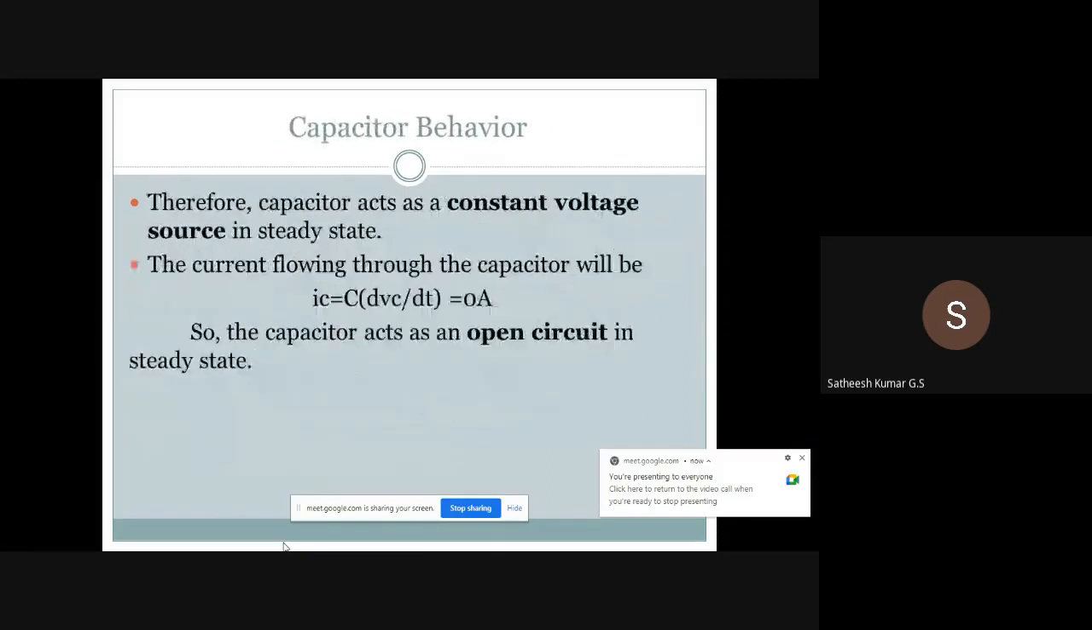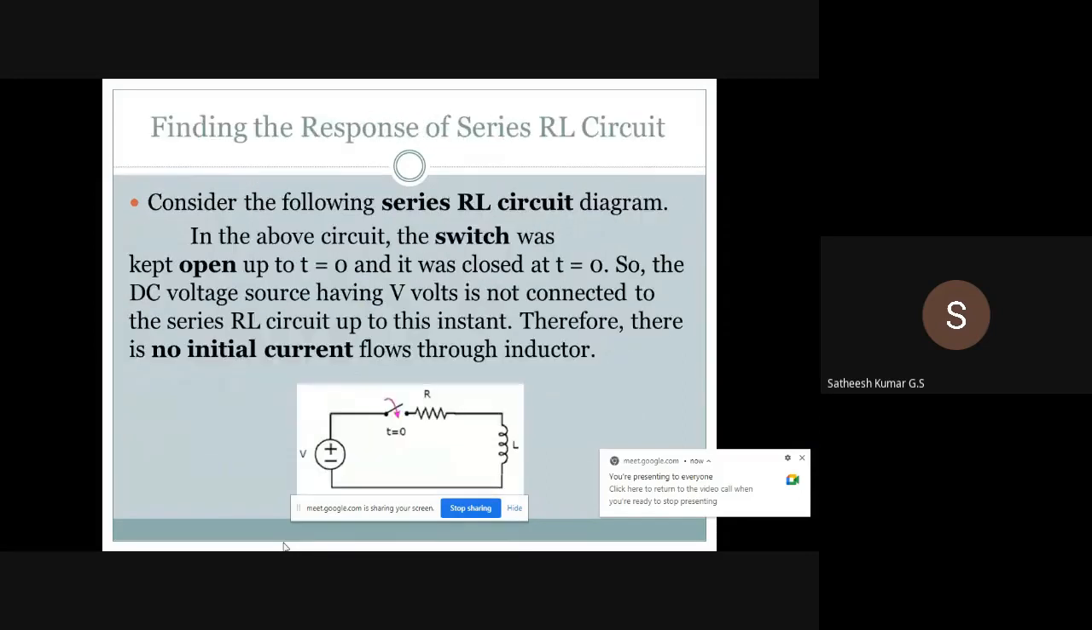Right. Next, we are analyzing and finding the response of a series RL circuit. Consider the following series RL circuit diagram. In the above circuit, the switch was kept open up to t equal to 0 and it is closed at t equal to 0. So the DC voltage source having voltage V is not connected to the series RL circuit up to this instant. Therefore, there is no initial current flowing through the inductor.